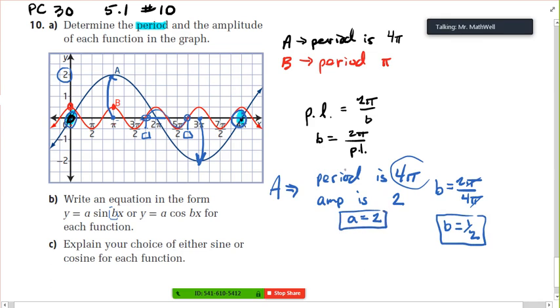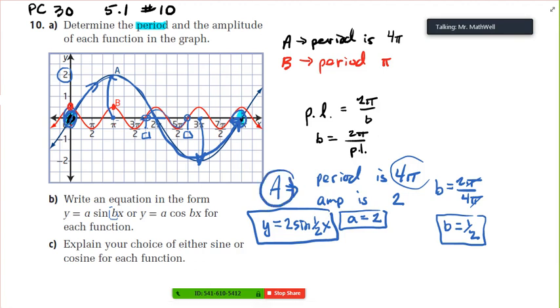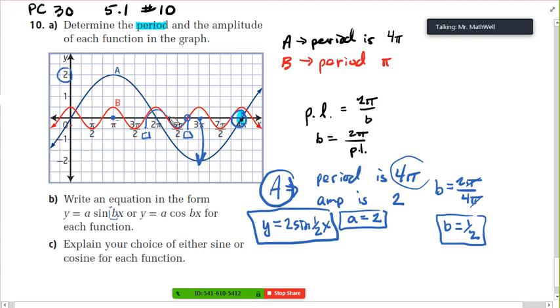For this A graph, y equals, now is this going to be sine or cos? Well, this one starts at 0 and goes up in the positive direction, and this is a sine shape. So I think it would be wise to use sine for this one. And so we'll just do y equals 2 sine 1/2 x. You can double check that. That's for the A function. And then I'll go through what that looks like for B as well.